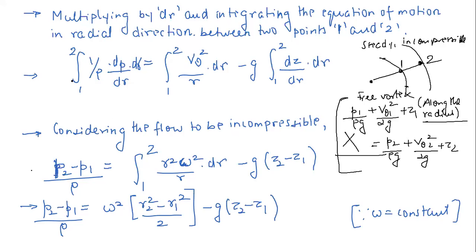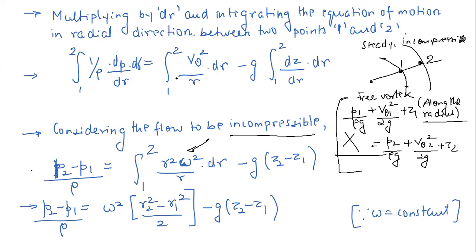If we consider the flow to be incompressible, 1 by rho we can take outside, dp is simply P2 minus P1. Now in place of V theta, you just put R omega, so we substitute R square omega square divided by R dr, minus g (Z2 minus Z1). Here many students make a mistake. Always remember that you don't just integrate V theta directly; you can't take V theta square outside and integrate 1 by R dr, because V theta is already a function of R.